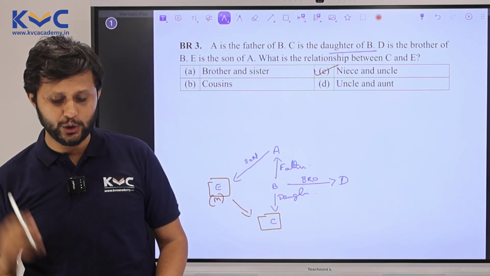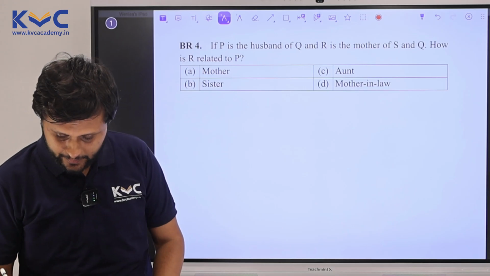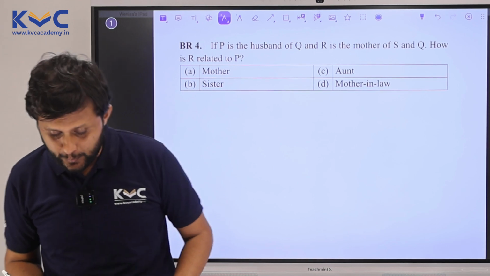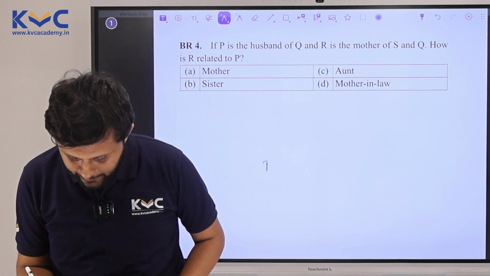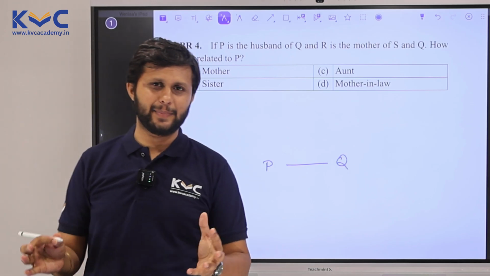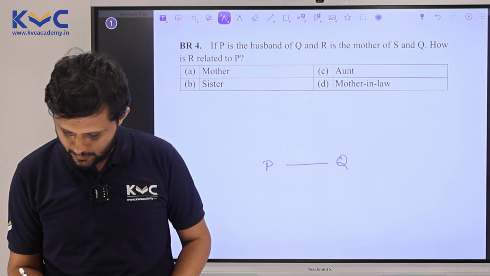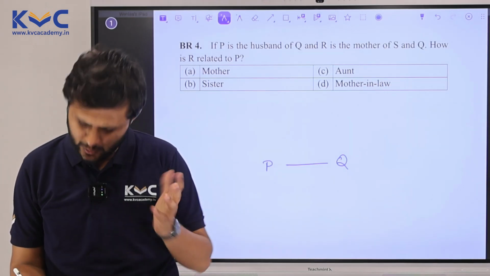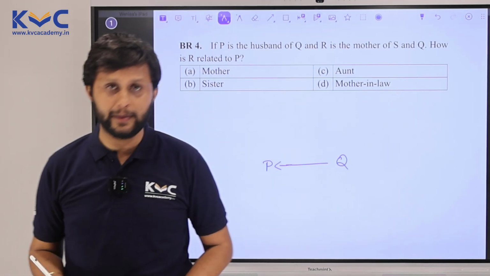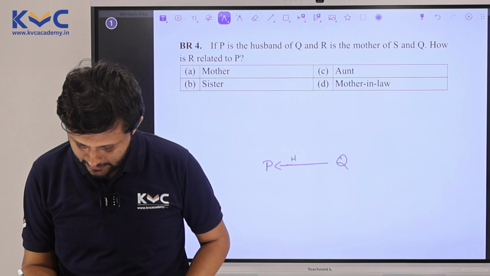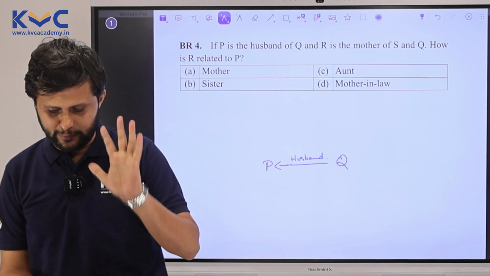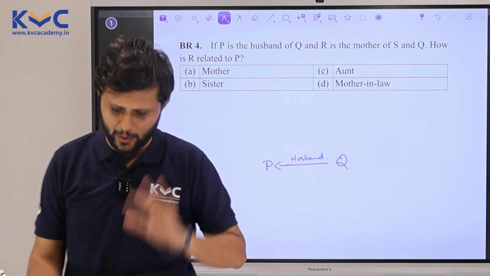We'll move on to the next question. Question number 4. Back to blue. If P is husband of Q, P is there, okay, we have Q, and when we have husband and wife, we can write both side arrows, we can write spouse. No, it's better I write it this way only, okay, and P is husband of Q, husband I will write. So basically P is male and Q is female, if that is required later on, I'm not sure.